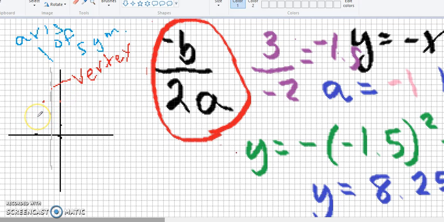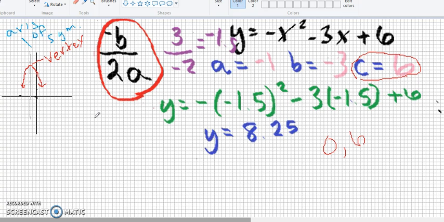And now that we have these 3 points, we are able to complete our graph, which looks like this. And now you're finished with the equation, or figuring out how to graph in standard form.